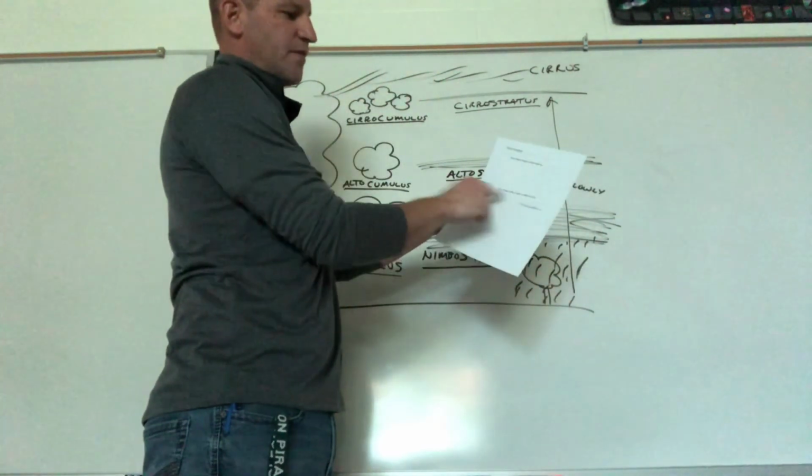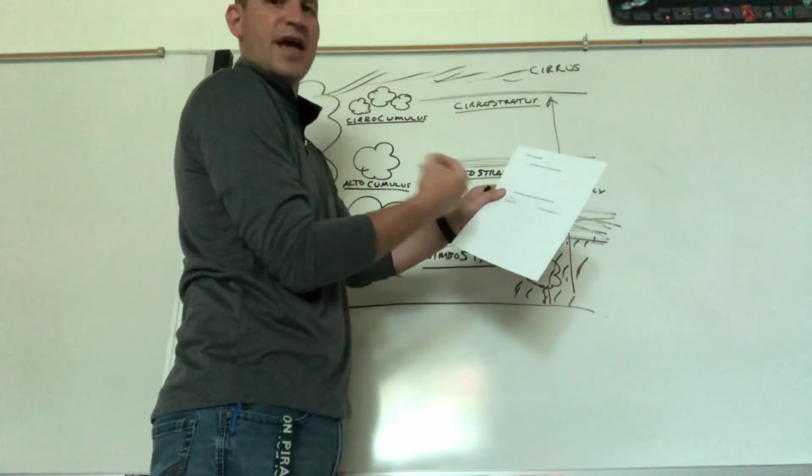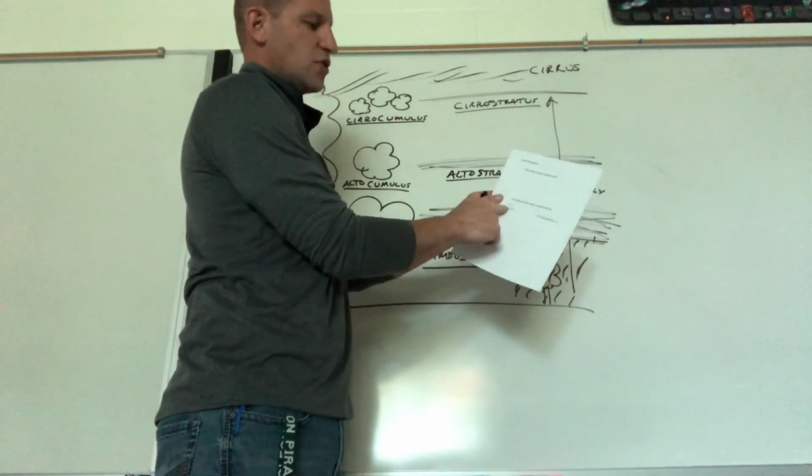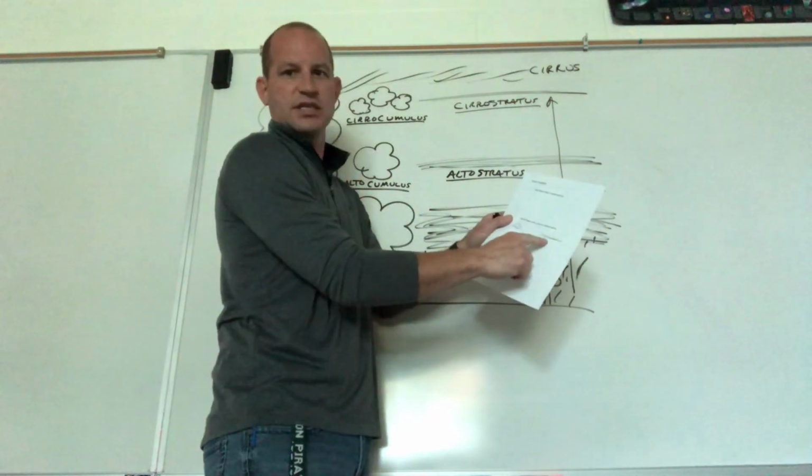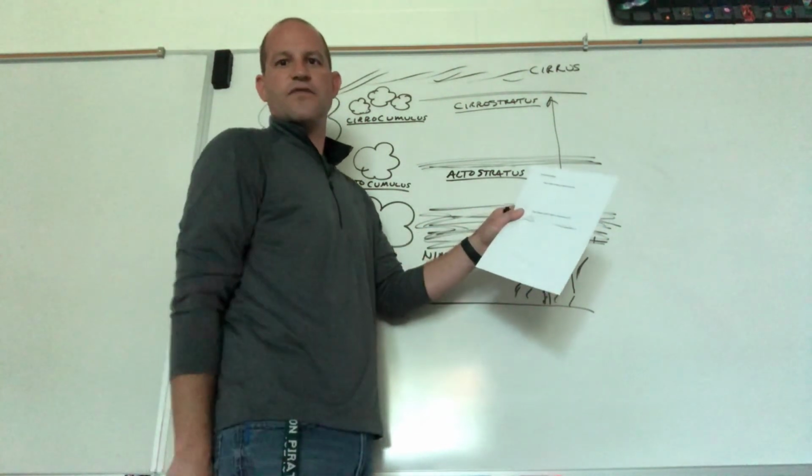Cloud shape, puffy or layered, is determined by how fast the air is rising. If the air is rising fast, you get puffy cumulus-type clouds. If the air is rising slowly, you get layered stratiform-type clouds.